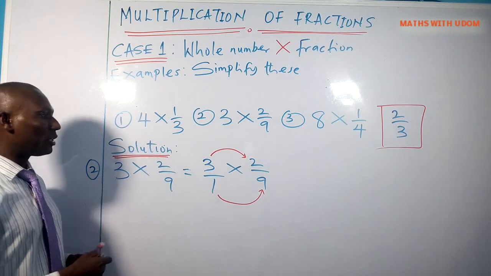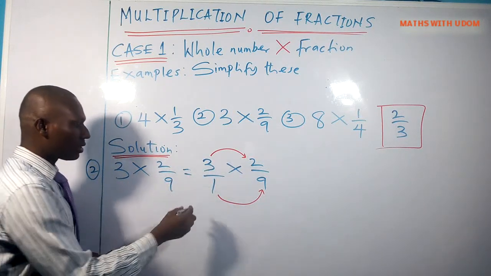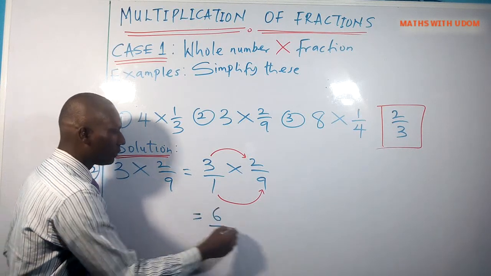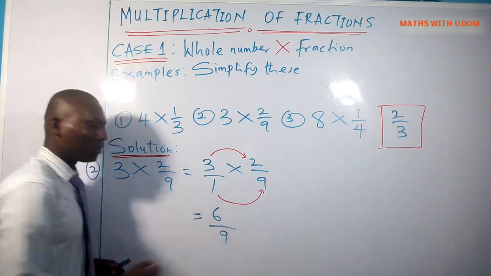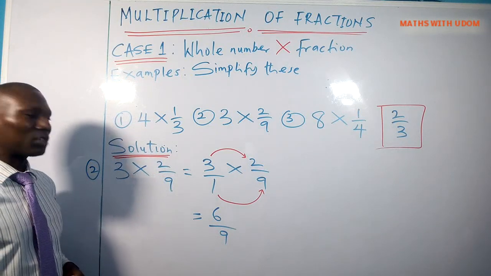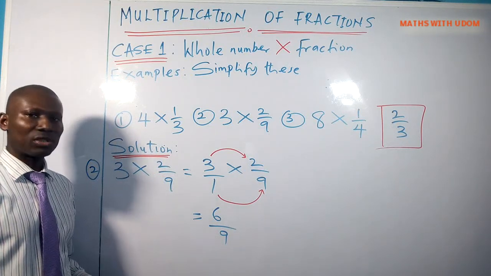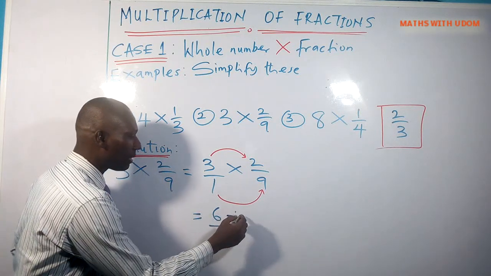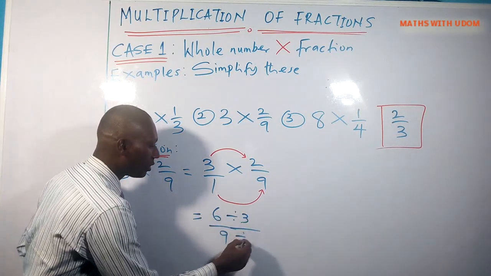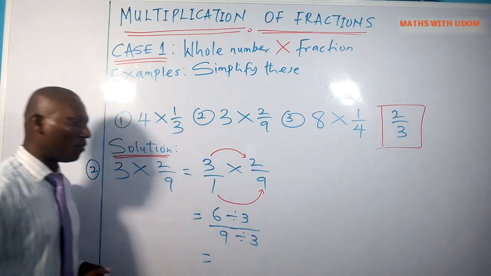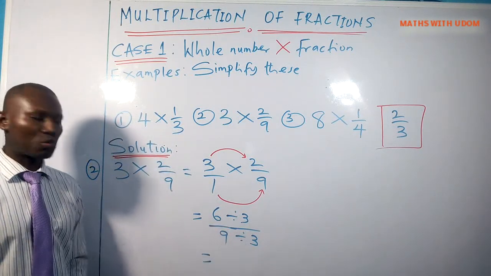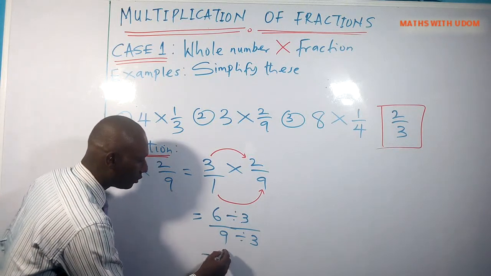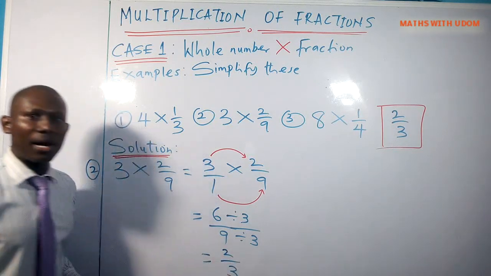Okay, so for the numerator, we have 3 times 2 will give us what? Will give us 6. While 1 times 9 will give us 9. So from here, we have what? Common factors. 3 can divide through 6 and 9. So we divide numerator by 3, denominator by 3. And finally, we get 6 divided by 3 is 2, while 9 divided by 3 is what? Is 3. So we have 2 over 3.